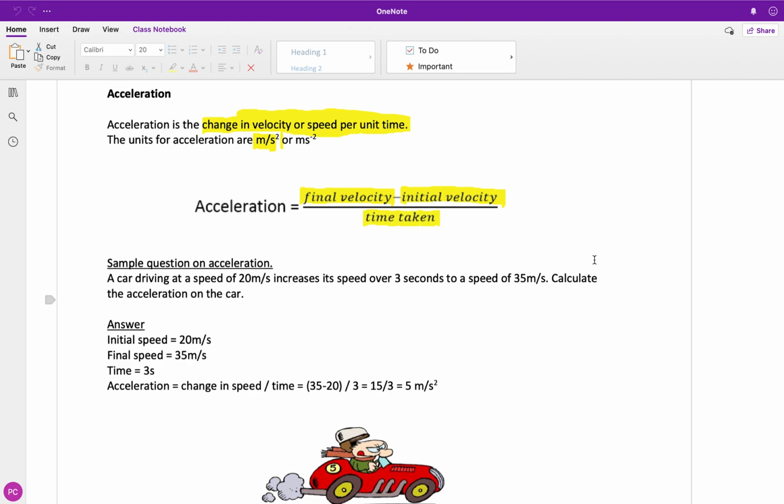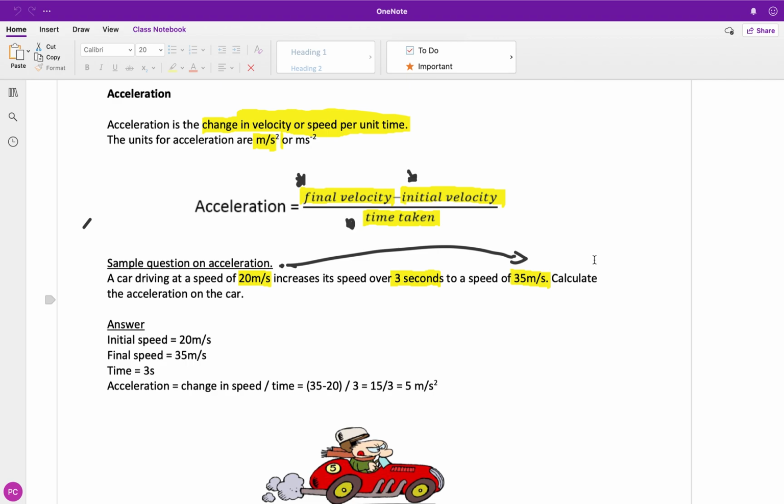So a car driving at 20 meters per second, so the car started off at 20 meters per second, hit the accelerator, and ended up at 35 meters per second. That took 3 seconds. So to go from 20 to 35 took 3 seconds. What's the acceleration of the car? So we keep in mind, we get our final speed, what we end up with, over our initial one, over how long it took for that change to happen.